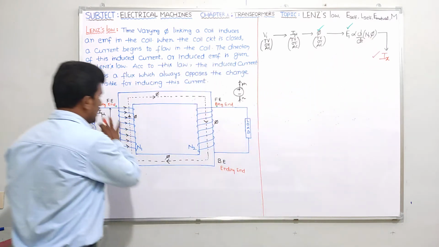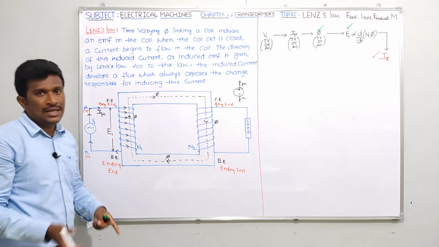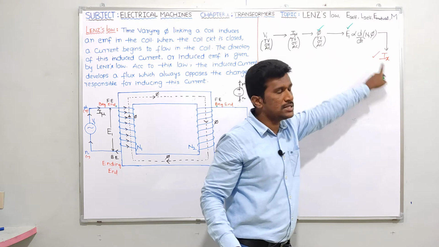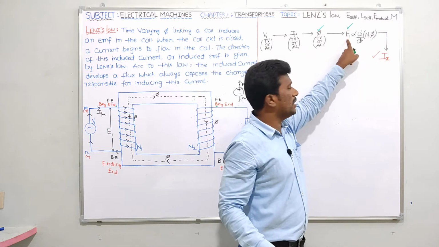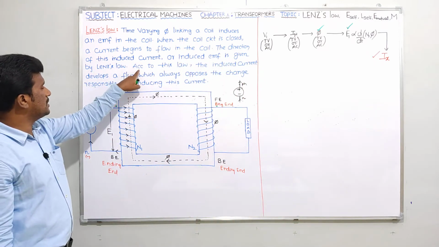So when the coil circuit is closed, because of this E1, we will get some current Ix. That current I am writing as Ix. The direction of this Ix or the direction of this E1 is given by Lenz law. So tell me, what about Lenz law? That is given clearly here.